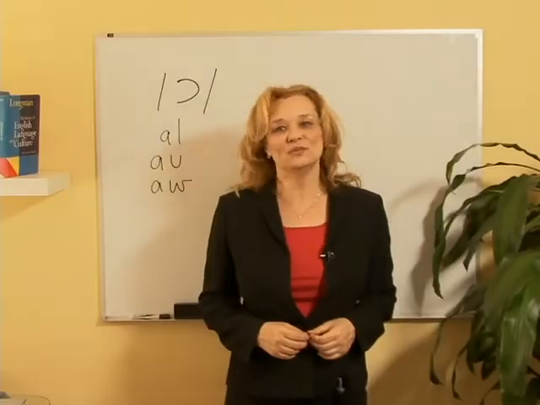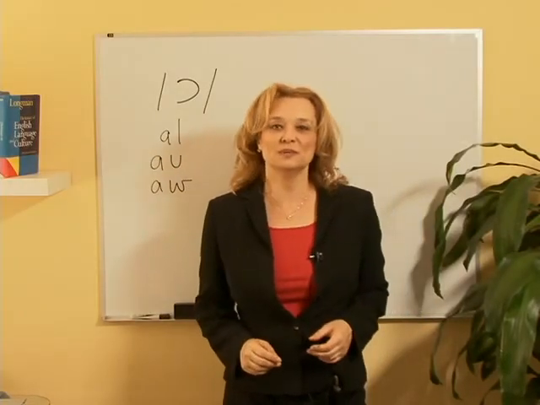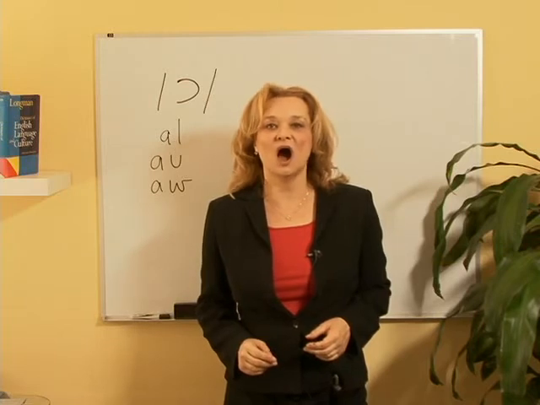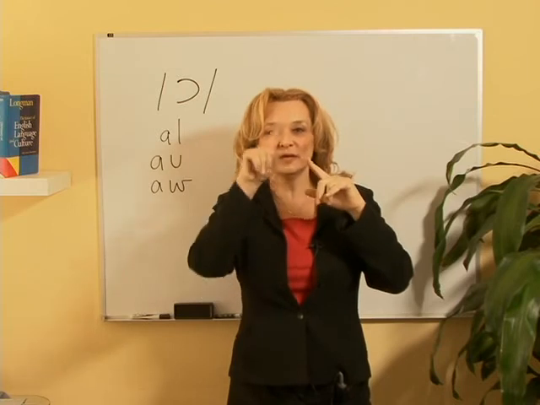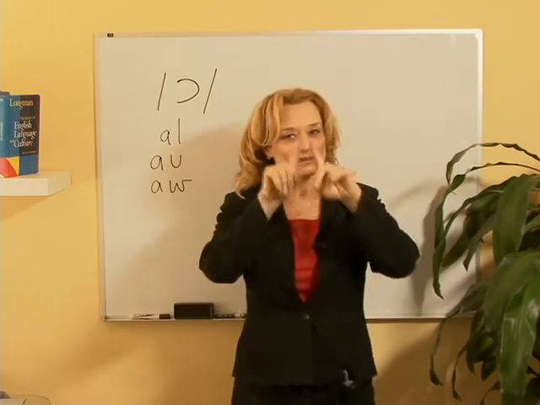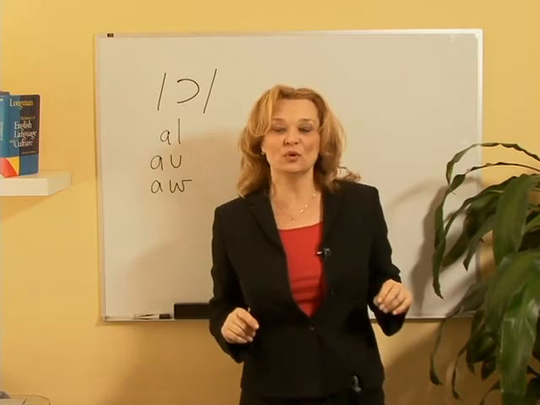The next sound we will look at is the ah sound. Repeat after me. Ah, ah. So your jaw is all the way down and your lips are kind of oval shaped like an egg. Ah. Don't push your lips forward too much.